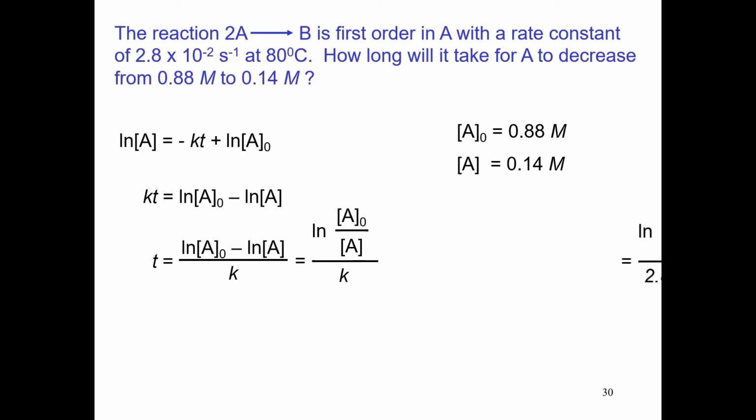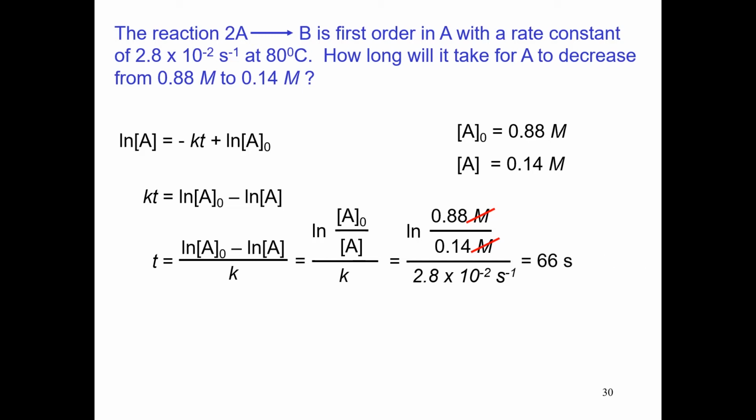So let's plug in the numbers. We have the numbers given above. You can see how writing it this way, we can see clearly how the units of molarity will cancel out, because as we said, the natural logarithm is a function that should not have any units. The value of k is given to us above, and so all we have to do now is fill in the numbers in the calculator, and we get 66 seconds. That's how long it'll take for the concentration of reactant A to go from 0.88 molar to 0.14 molar.